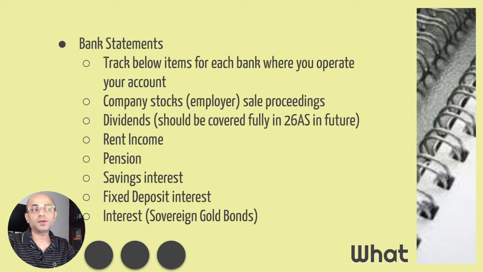If you have rented out any of your property, then the rent income, and if you have any pension policy and you're getting pension, and any savings interest from your bank accounts, and also any fixed deposit interest. Also, if you have any sovereign gold bonds, the interest that you get from them. These are some samples that you can track.